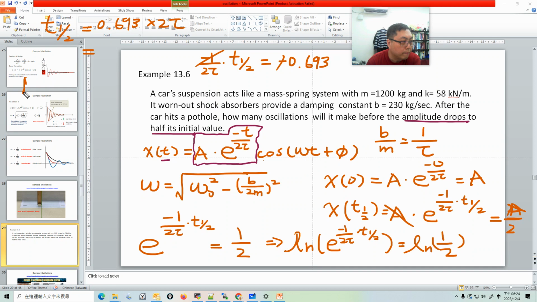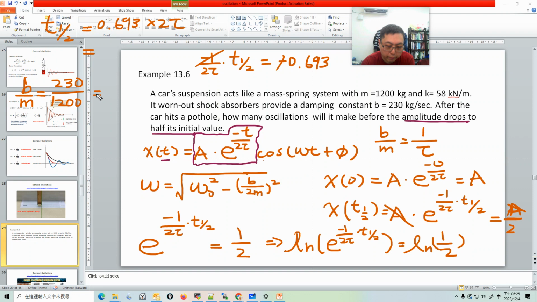Okay, B over M. Do the step. B is 430. Be careful, it's the MKS system: kilogram, meter, and second. M is 1200 kilograms. Let's make sure the unit is the MKS system. So what's our B over M? Let's calculate it.